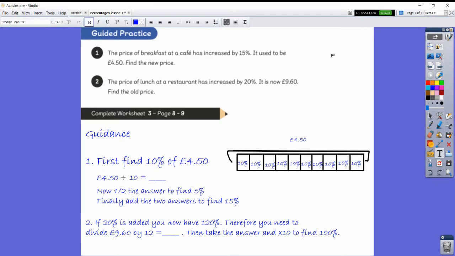So for your guided practice, again, you're going to have to remember that knowledge of approximate answers and rounding up or down. For the first one, we're looking at the price of a breakfast at a cafe increasing by 15%. It used to be £4.50, find the new price. What you need to do here is draw a bar model like the one on the board and split it into 10 equal parts. You then need to find 10% of that number. It will be a decimal number.